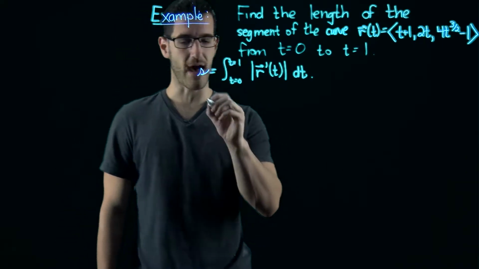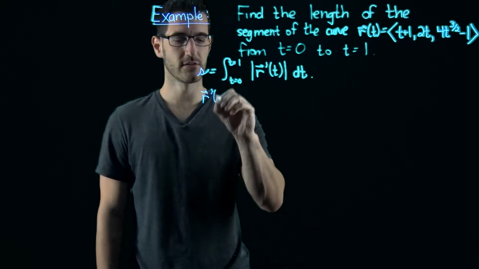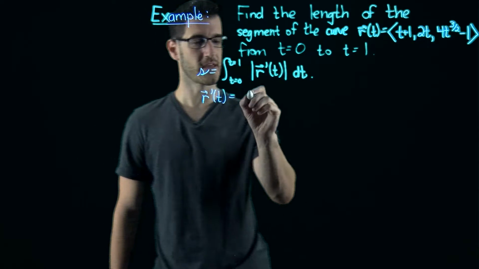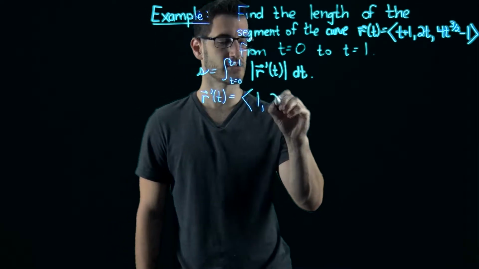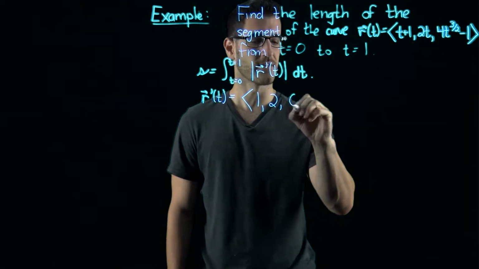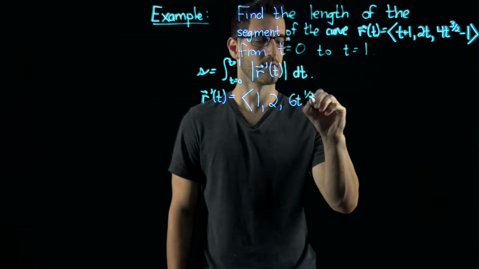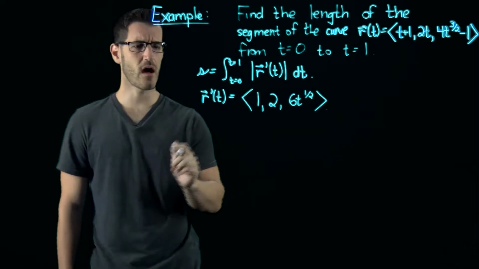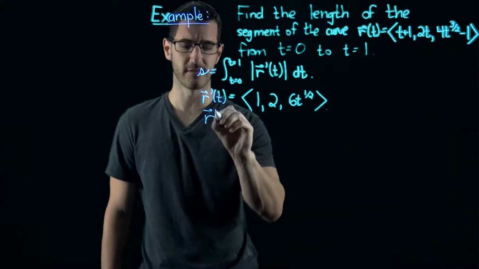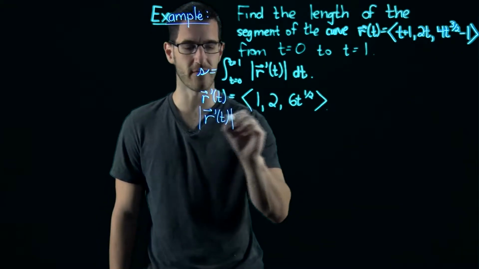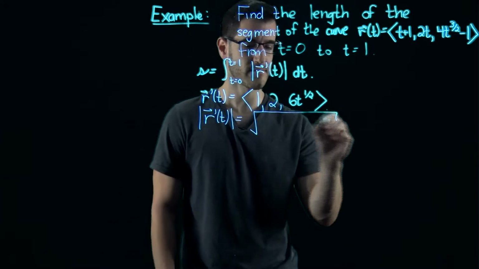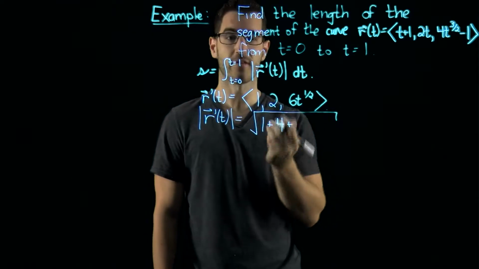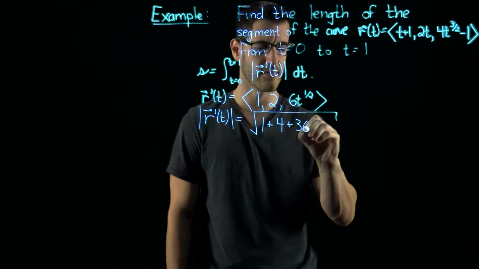This isn't too bad. To find the magnitude of r prime of t, we first find r prime of t, which we get by just differentiating each component separately. That's not particularly difficult. To find the magnitude, we'll do it the same way we always find the magnitude of everything. We square the first component, 1, square the second component, 4, and square the last component, which here will be 36t.